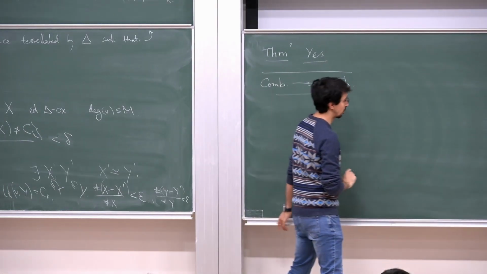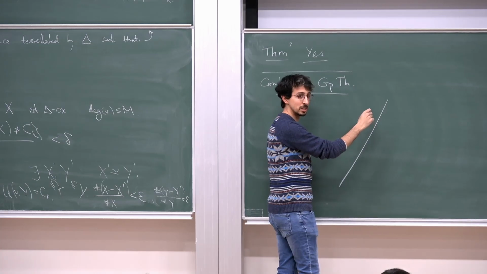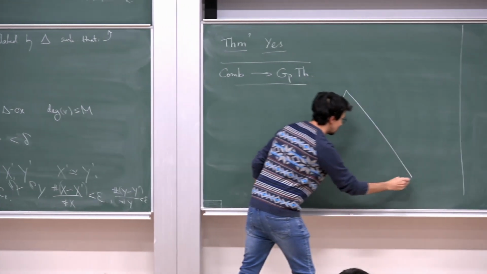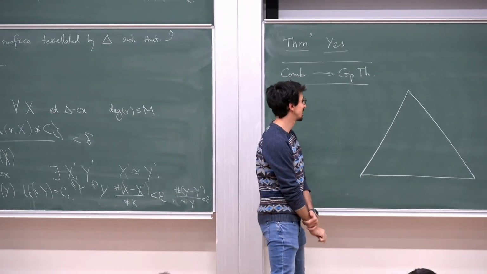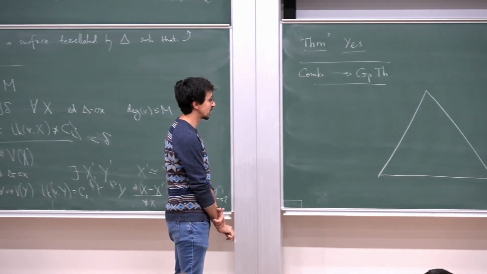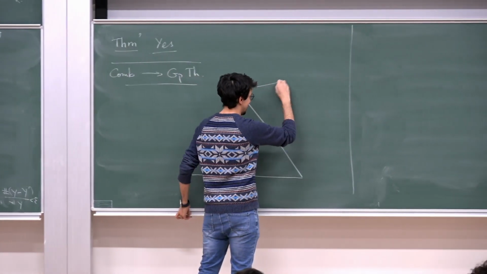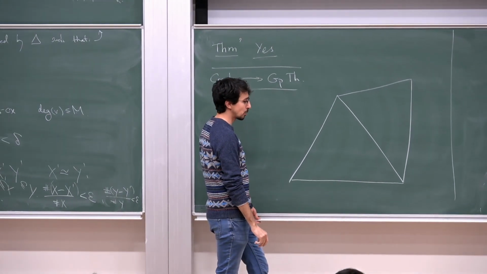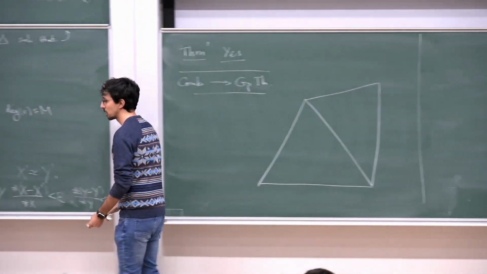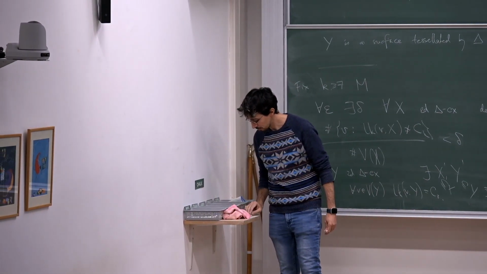I'm given this complex. What I tell my students is you should draw big. So this is one simplex in my complex. Let me draw another one. What do we do? We take those simplices and the first thing we do is the barycentric subdivision.